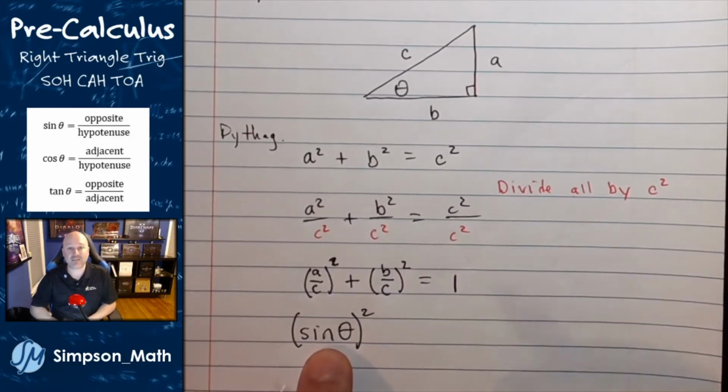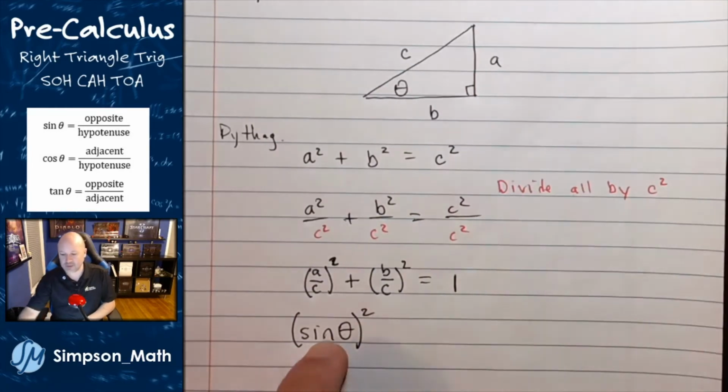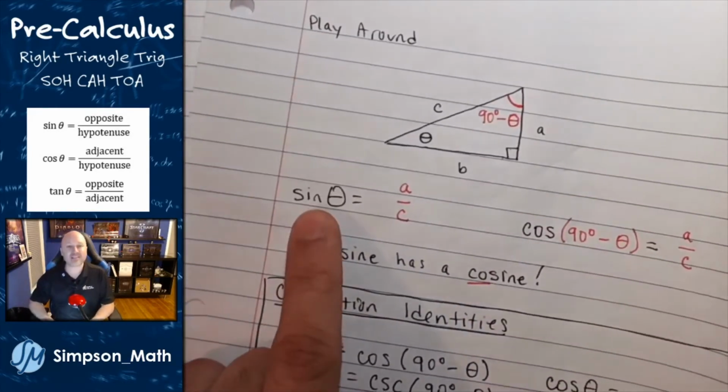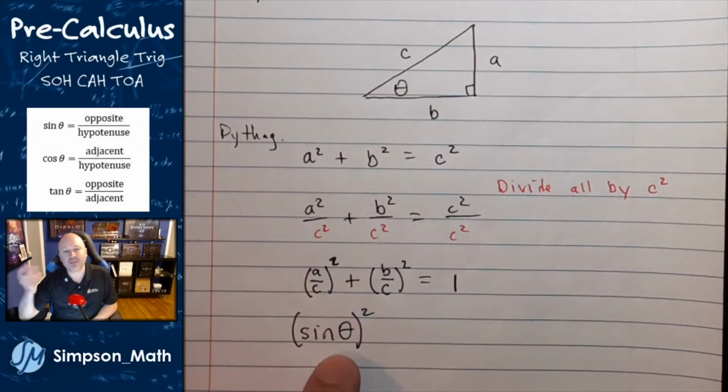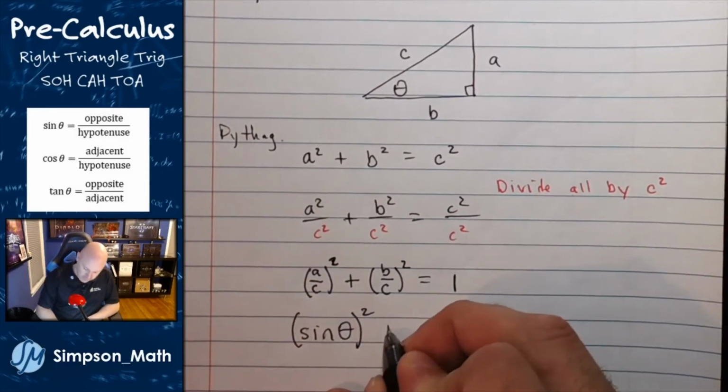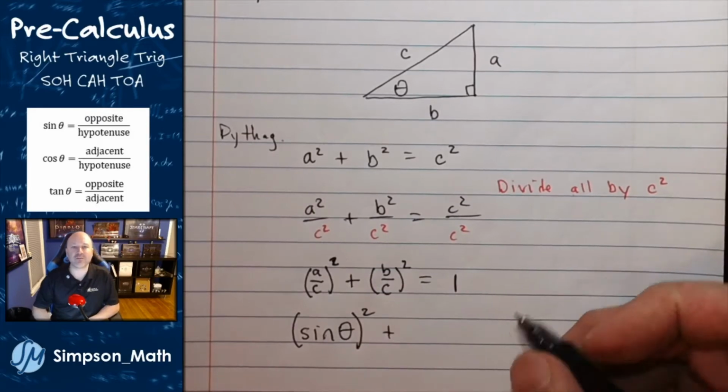If I asked you for sine of theta, you would tell me, like you did earlier, sine of theta is a over c. So if you have a over c, you can call it sine of theta. What about b over c? Can I do something similar?